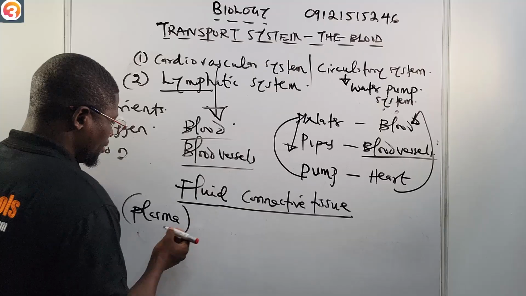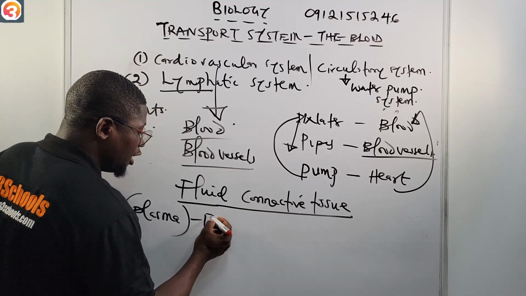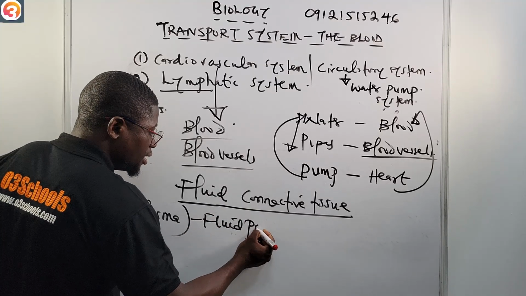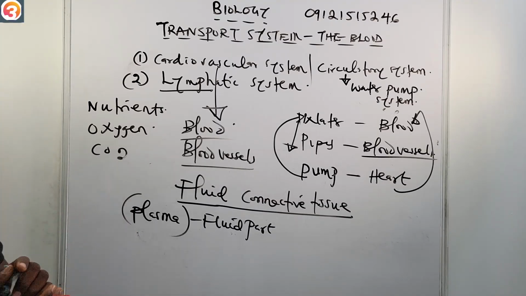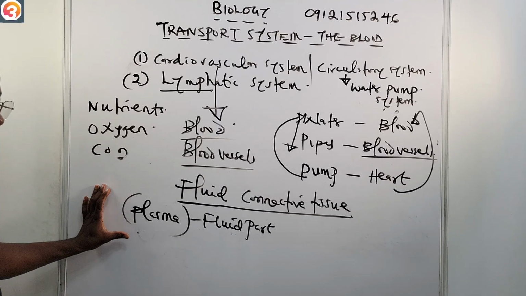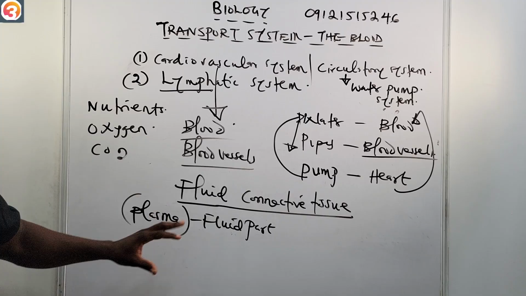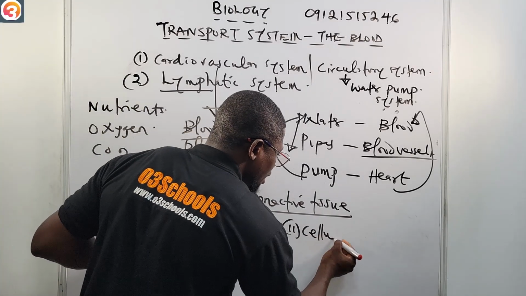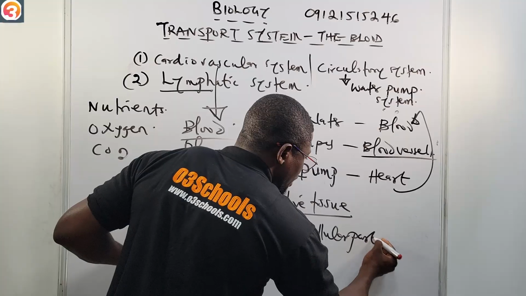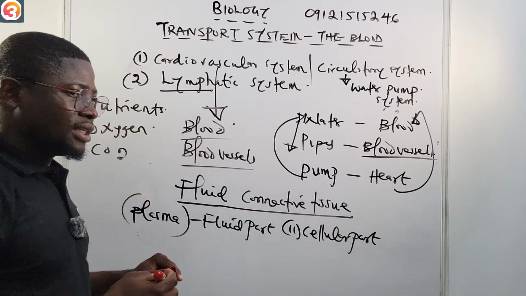This plasma is the fluid part of the blood, the fluid component of the blood. So the blood has two components. One, the plasma, which is the fluid part. Then number two, we have the cellular part.